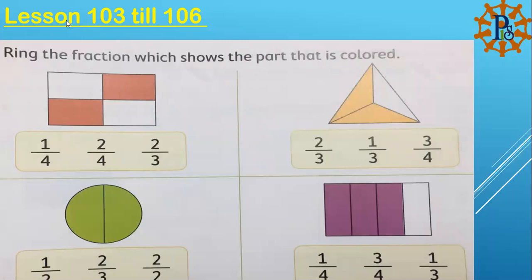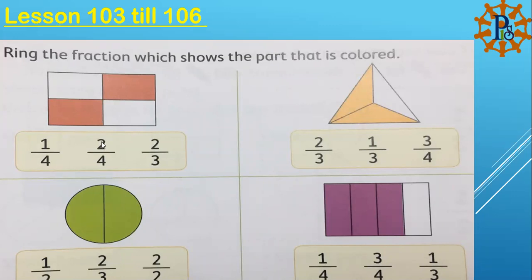In this exercise, ring the fraction which shows the part that is colored. We talk about the colored part. I will solve the first one for you. Here I have two parts colored. So we have two in the top. So we need to choose from two out of four or two fourths or two thirds.